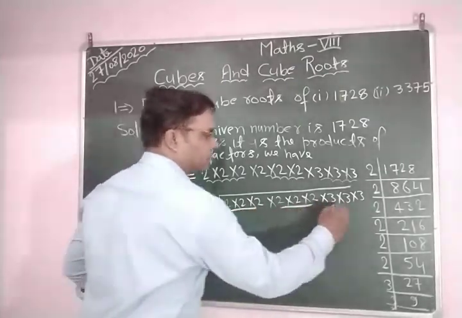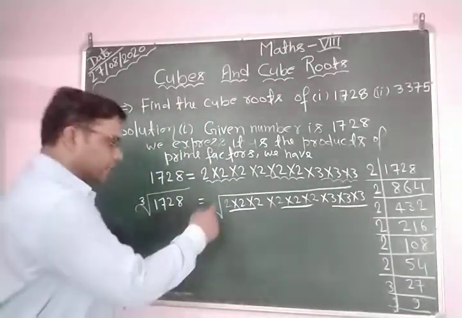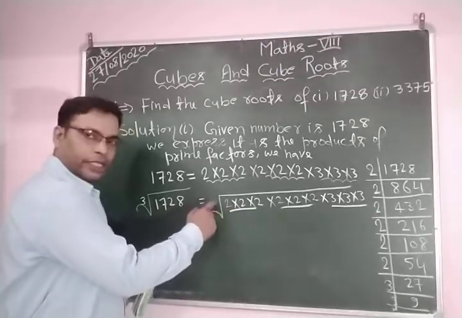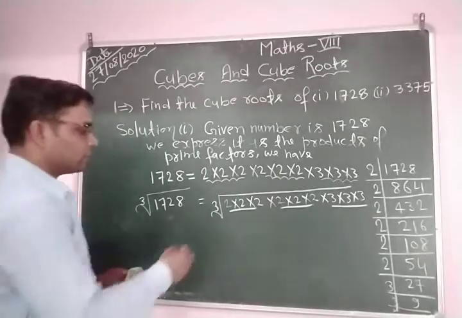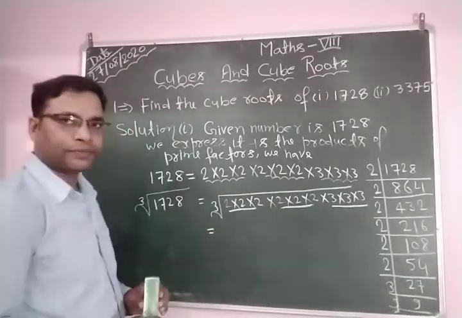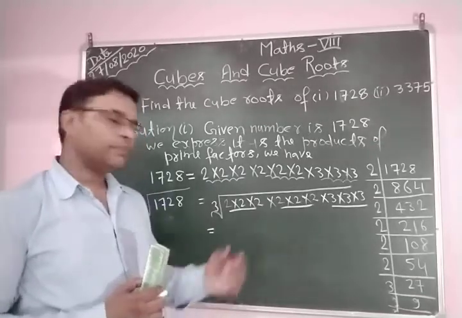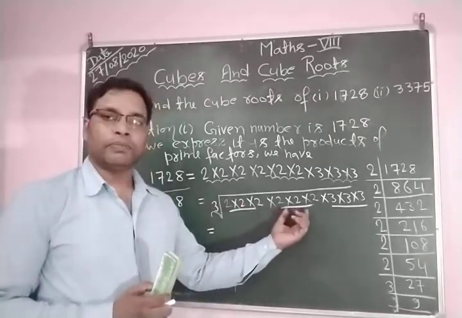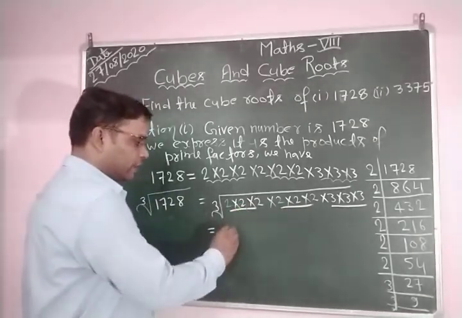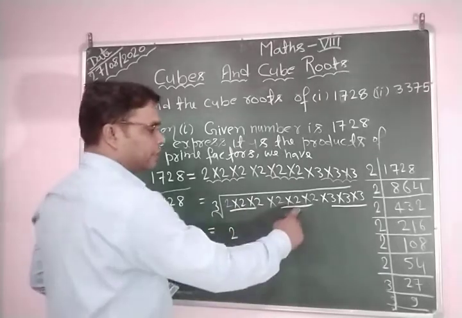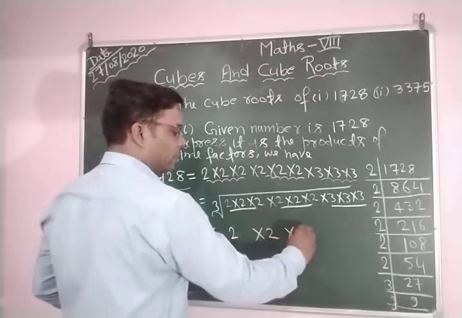Group triplet. For the cube root, you can see this is under a root; if you write a 3 here, it becomes a cube root. To find the cube root of this number, we take one prime number from each group triplet of prime numbers. So from here we take 2, from here we again take 2, and from here we take 3.